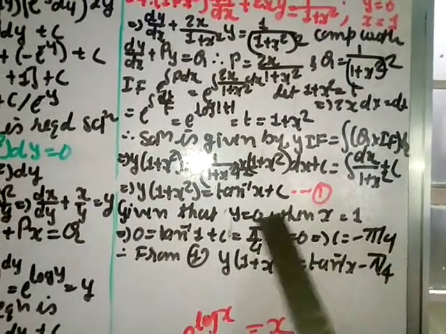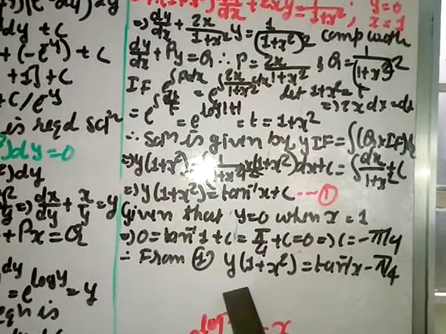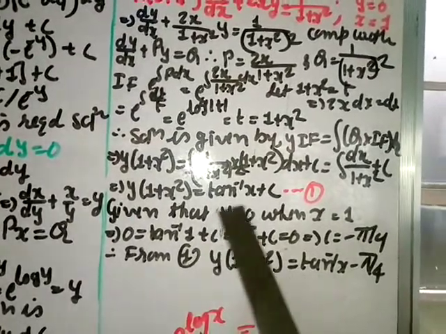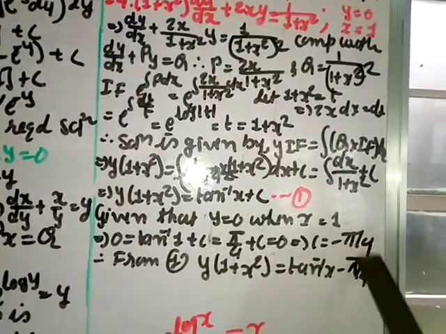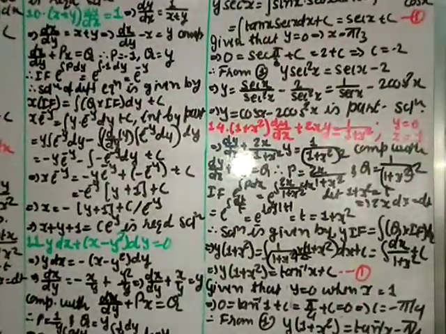Put this in equation 1. So you get from equation 1 y into 1 plus x square equal to tan inverse x, and instead of c, minus pi by 4. So that is the particular solution for the given differential equation.